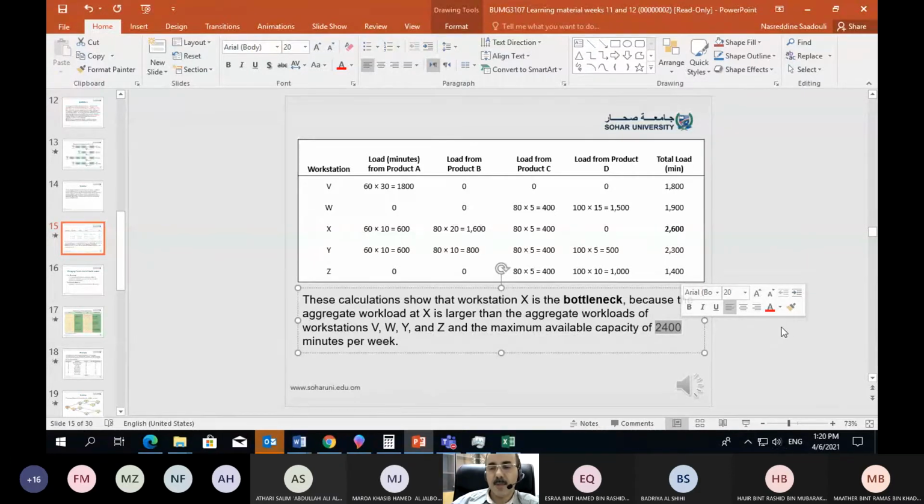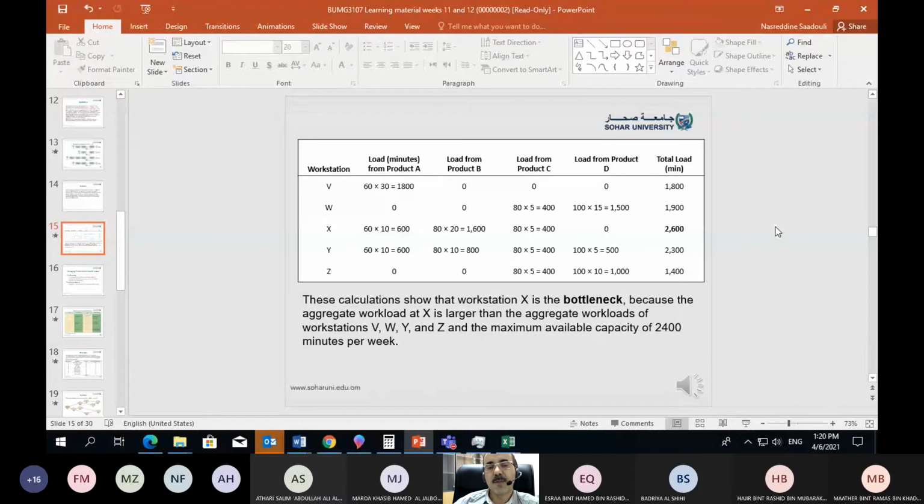Therefore, when I have different workstations that are used by different products in a different sequence, you cannot just look at the workstation and say, well, the processing time is the highest, so that's the bottleneck. It's not necessarily so, because it is used by more than one product in more than one direction. That's the second example of how to find the bottleneck and determine the overall capacity of the system.